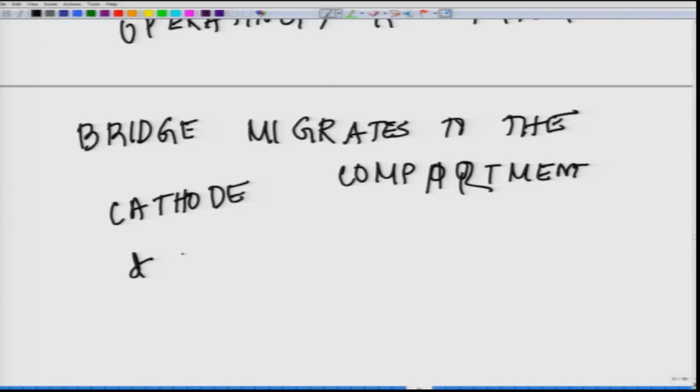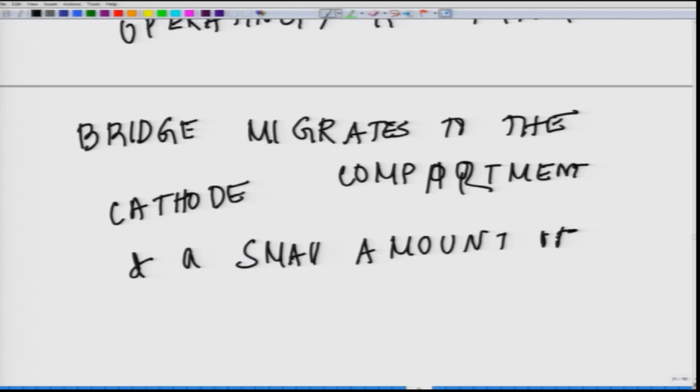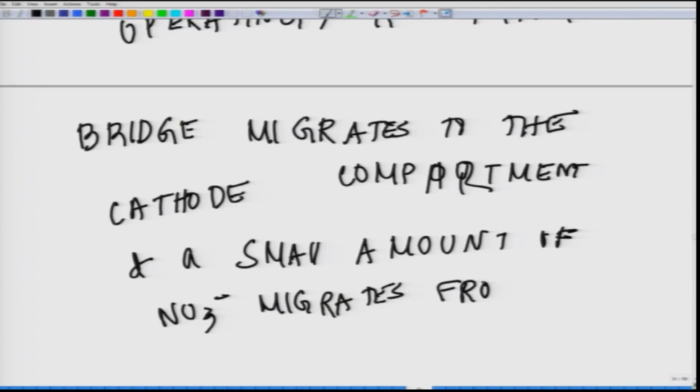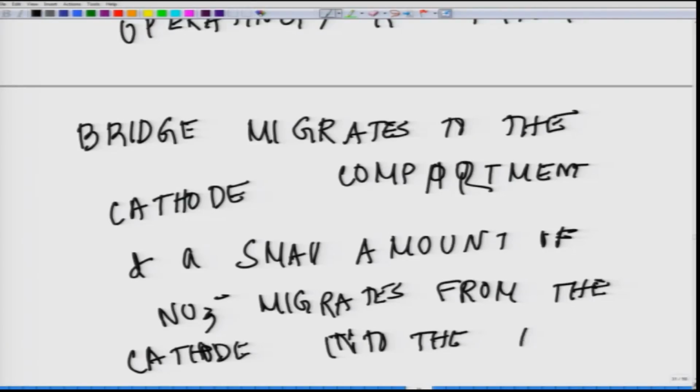and a small amount of NO3 minus migrates from the cathode into the salt bridge. Now, let us revisit the picture, what is happening.